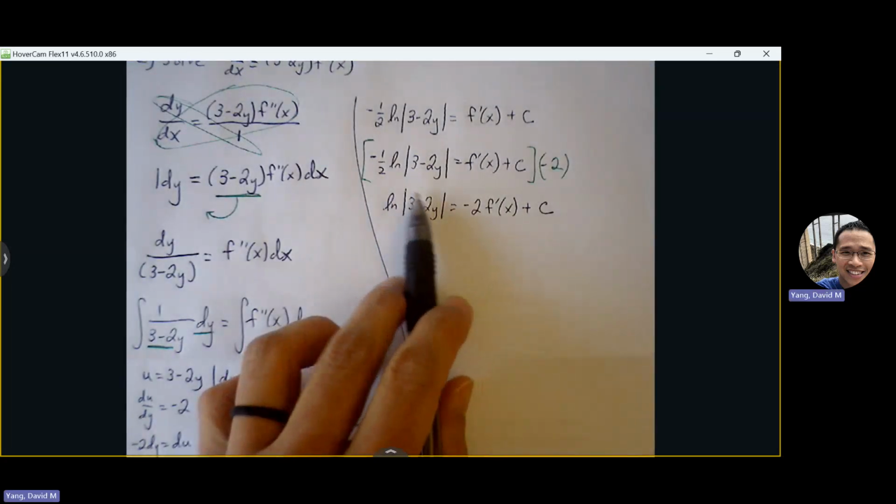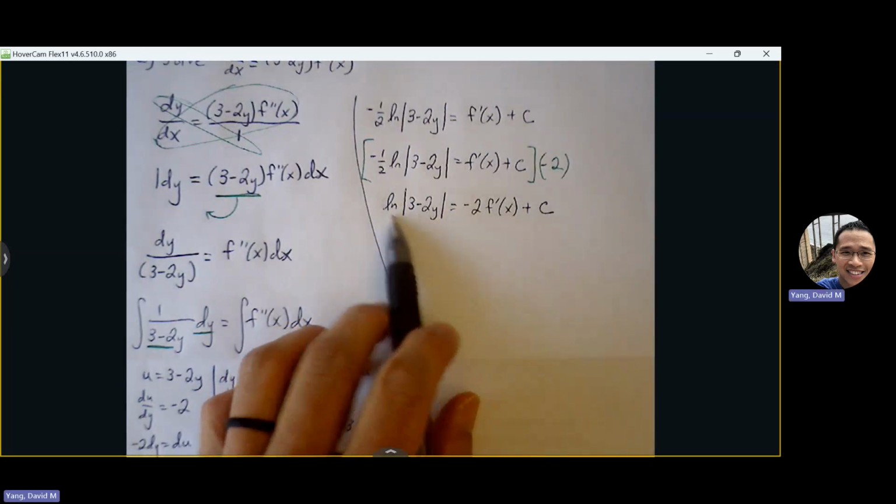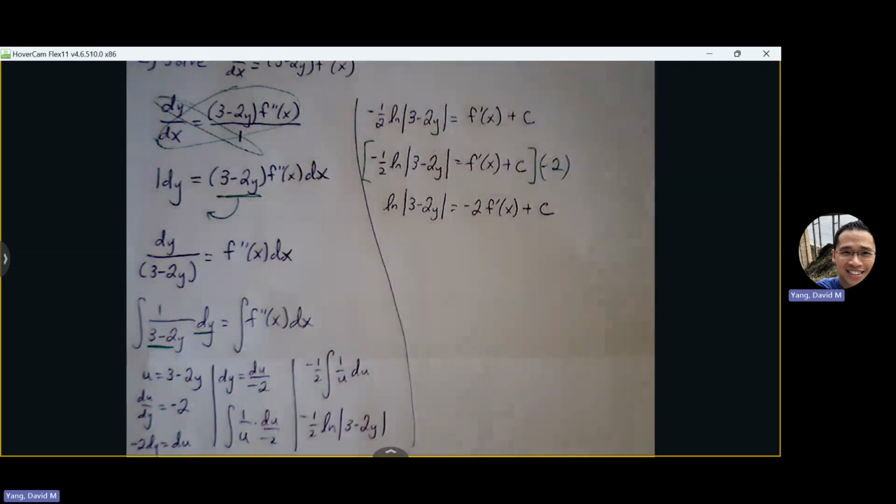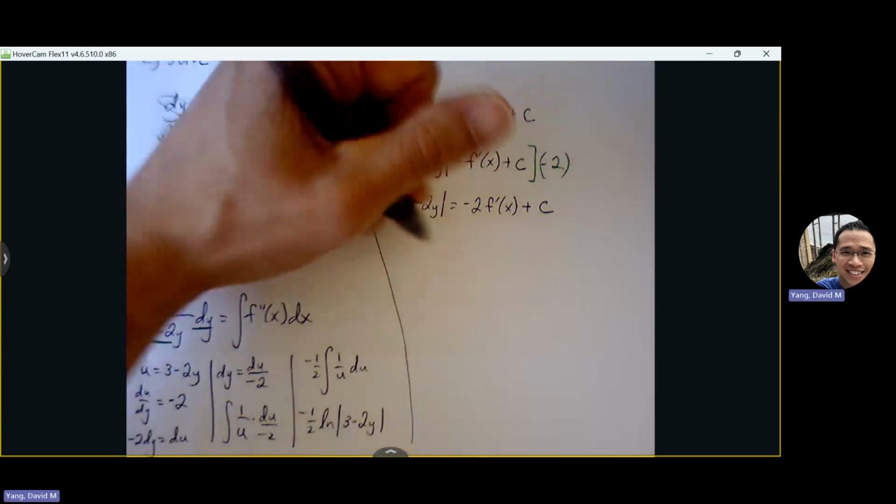So now that clears up my left side. I can now involve e and natural log to eventually work towards getting that y by itself.